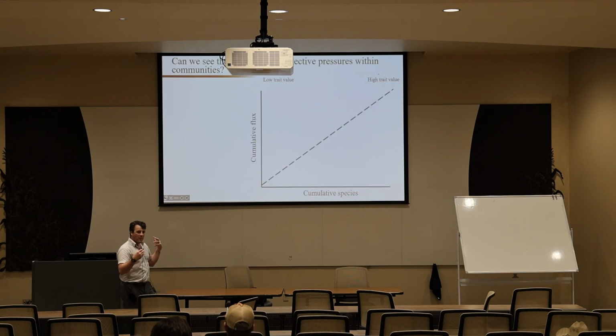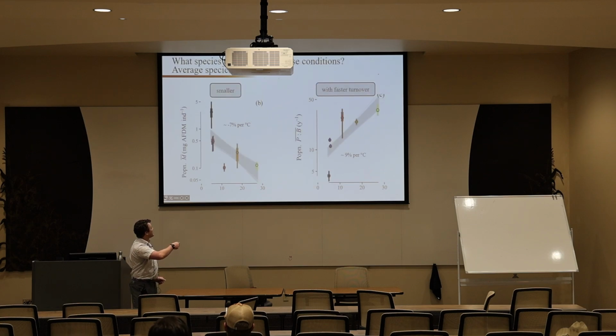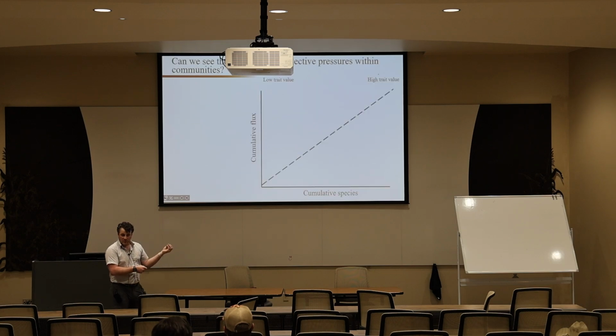Now, how do we compare apples to apples, right? Given this order of magnitude difference in turnover rate, how do we compare two communities that just generally have different values? One way we can compare within communities is to think about this in a relative sense.